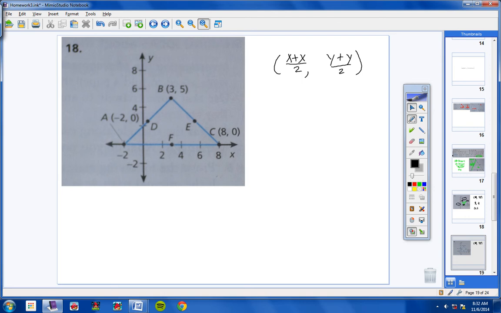All right, here we go. Here's A, here's B. Let's find the midpoint right here, okay? So we have -2 plus 3 would be 1 divided by 2. 0 plus 5 would be 5 divided by 2.